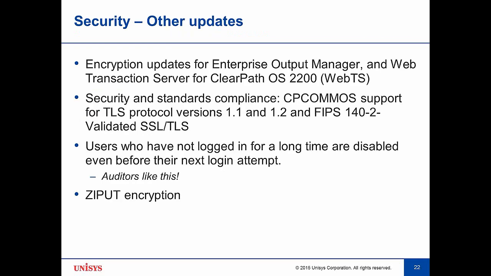Here are some other security updates. Encryption, of course, is a very important part of every security strategy. Enterprise Output Manager has some encryption updates, as does Web Transaction Server for ClearPath OS 2200. Now, in previous releases, CPCOM supported the highest levels of TLS, 1.1 and 1.2. CPCOM OS previously only supported TLS 1.0, but in this release, it supports all of the levels of TLS, 1.1 and 1.2 included. And in addition, it offers FIPS 140-2 validated SSL and TLS.